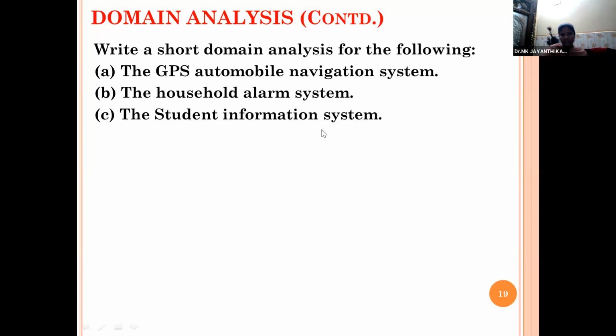And the student information system. In the student information system, we are maintaining the student details, personal details, academic details, and attendance, marks, internal assessment, external assessment marks, semester wise. So all those things are maintained manually. So that can be automated. That particular domain can be analyzed. According to the domain analysis, you can create documentation. Based on that, you can create a project. So any doubt in the domain analysis?